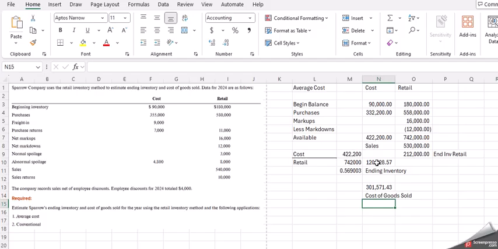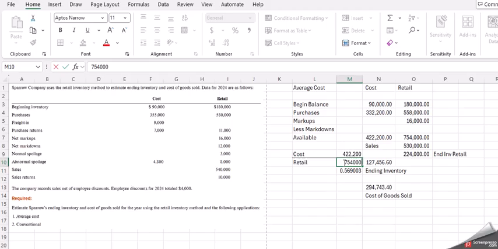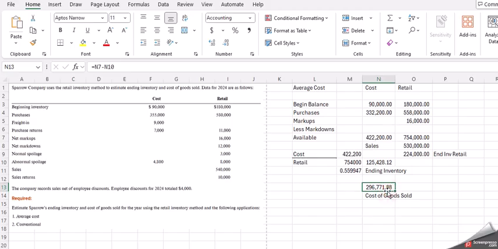The conventional method, we don't use the markdowns. So let me see if I can just delete that and then change this total here. It'll just change our percentage. Then our percentage goes down a little bit, which then changes that and then changes that. So that's really the only difference between the average cost and the conventional.